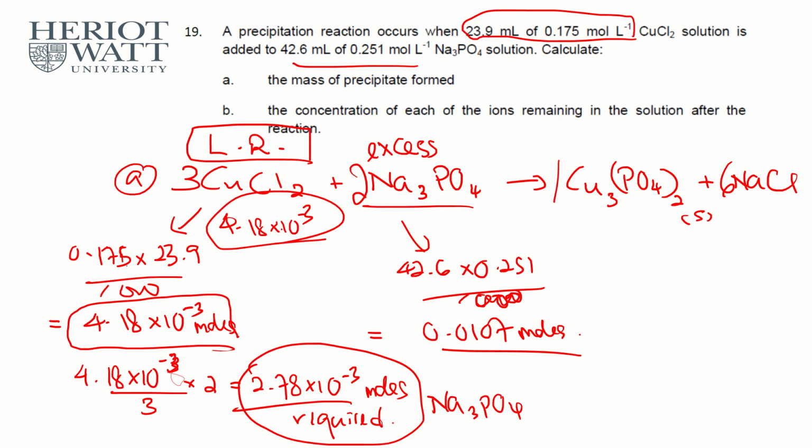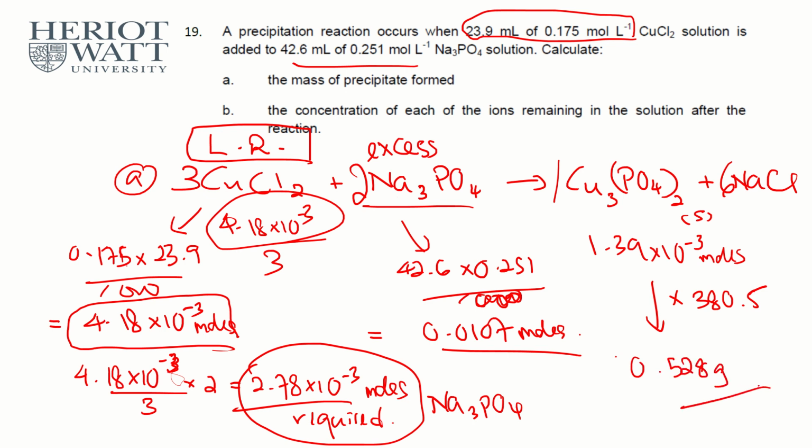Okay, so when I divide by 3, you will get the mole of copper phosphate, which is 1.39 times 10 to the power negative 3 moles. Once you got this, what to do? You multiply it with the molar mass of copper phosphate, which is 380.5, and then you will get the mass of copper phosphate, which is 0.528 grams. So this is the answer for part A.